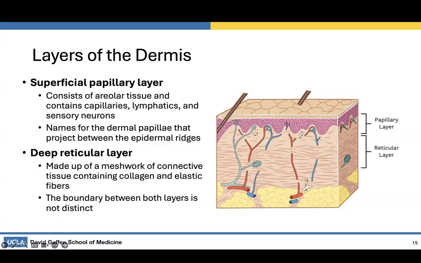The deep layer, known as the reticular layer, comprises a meshwork of connective tissue that contains collagen. Collagen is an important protein building block, and it also contains elastic fibers. So the connective tissue contains collagen and elastic fibers. This allows the dermis to be both tough and have elasticity. It contains nerves for sensation and blood vessels for thermal regulation.